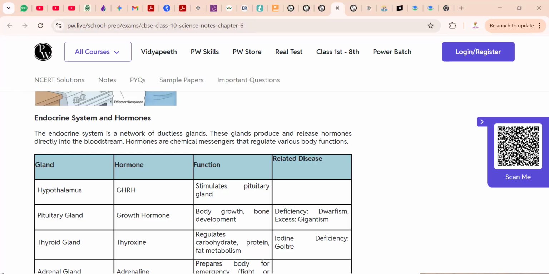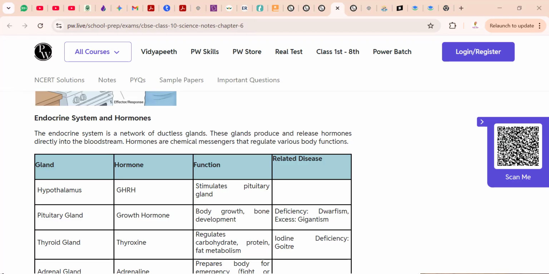Now, coordination is the process by which different organs and body systems work together in a controlled and organized manner to produce an effective response to a stimulus. So coordination means our body has many organs. All of these organs work together in a controlled, organized manner. Why? To produce an effective response to a stimulus.